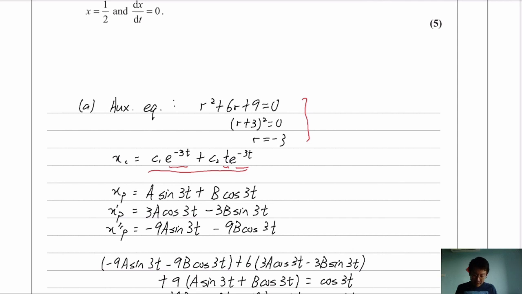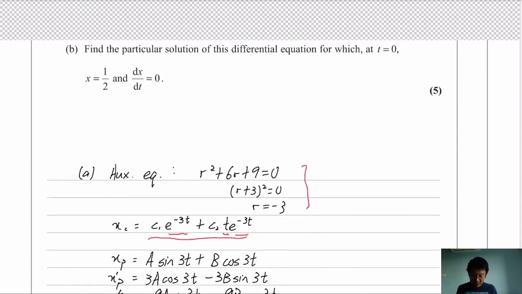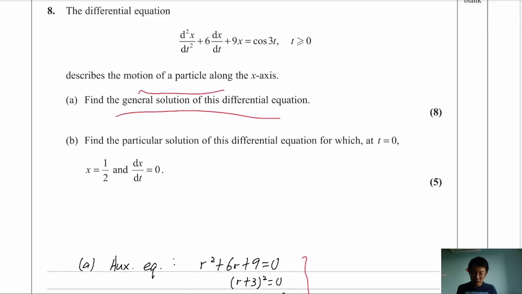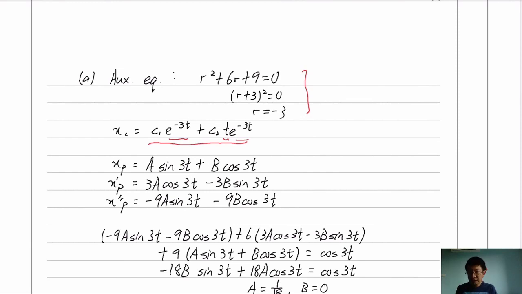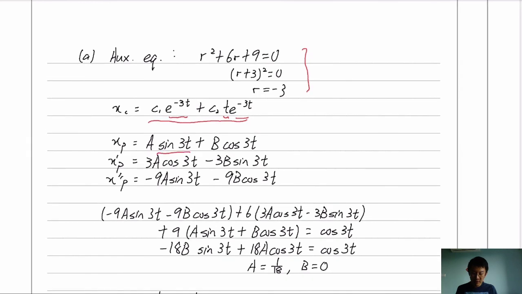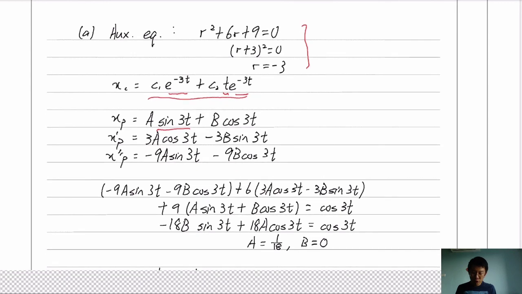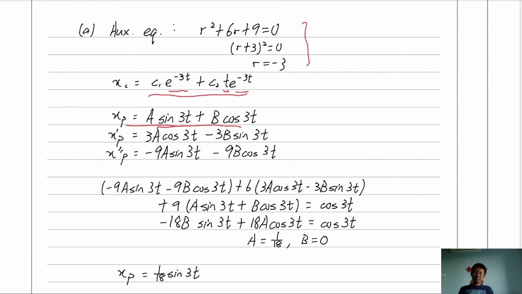So xp, the particular solution, is found by looking at the right hand side of the equation. Again we have something in terms of cos or sine. So it's cos 3t. Whenever we have cos 3t or sine 3t or both of them together, no matter which, we must always include both sine and cos. This is a rule in solving. So our xp is just letting a sin 3t plus b cos 3t in this case.